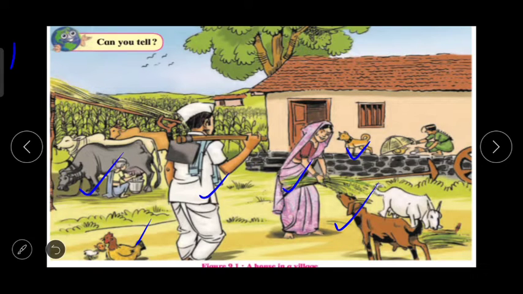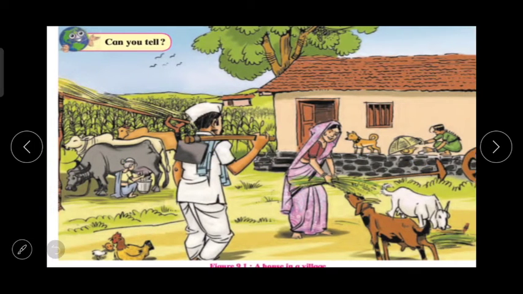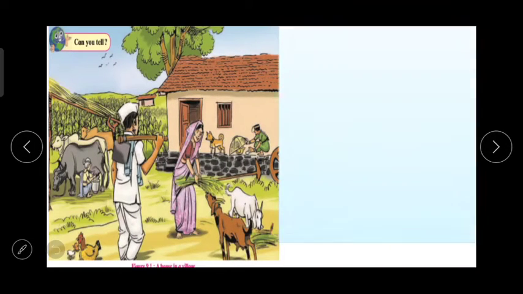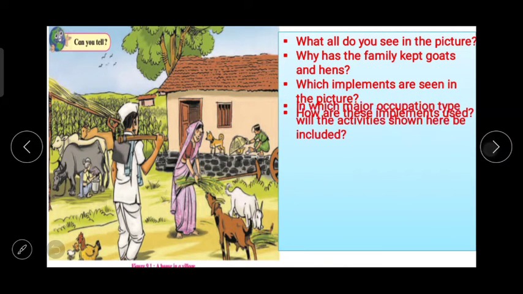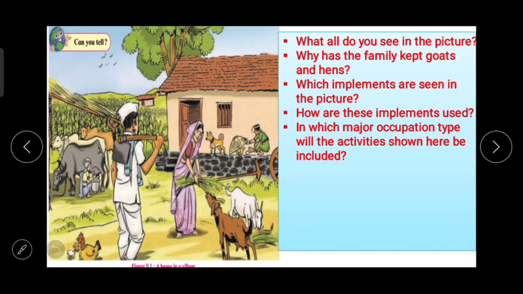Which implements are seen in the picture? If we talk about implements, then this one is an implement, then one more is here. Then how are these implements used? In which major occupation type will the activity shown here be included? And the answer is very clear. It's agriculture. What could be the main occupation of these people?